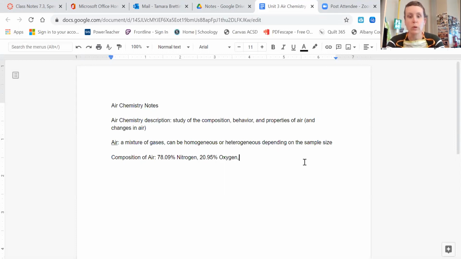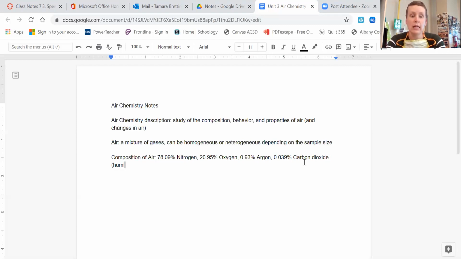Then we get to some really small percentages, and these ones are more likely to be affected by pollutants or humidity, things like that. But 0.93% of air is argon, which is one of our noble gases. And then we have right now about 0.039% carbon dioxide. So a very, very tiny portion of our air.